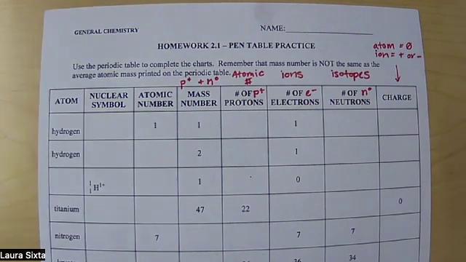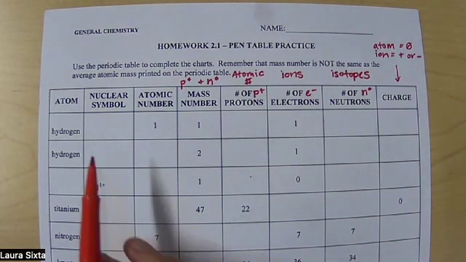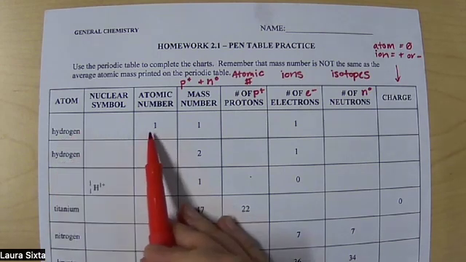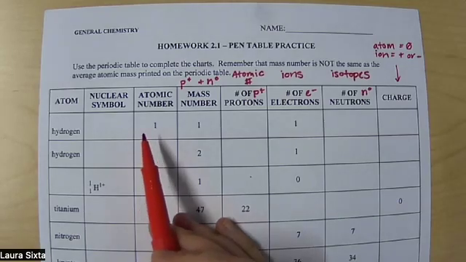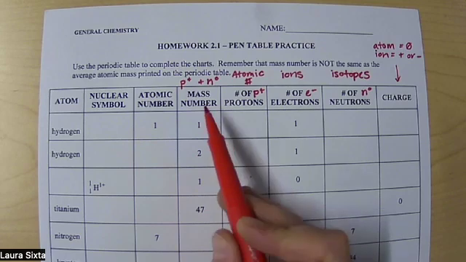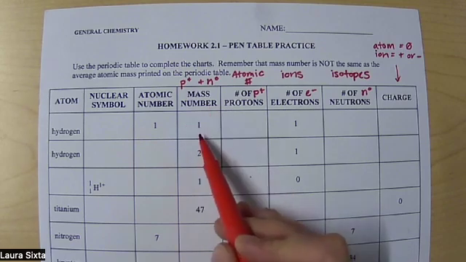So let's try to fill in a couple of these and I'll pull in the periodic table as we need to. Here I've got hydrogen, good old hydrogen, atomic number 1. How do you know that? Well, it's the first element in the periodic table. This particular version or isotope of hydrogen has a mass number of 1.